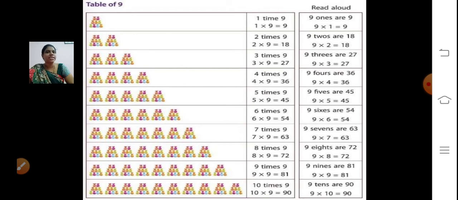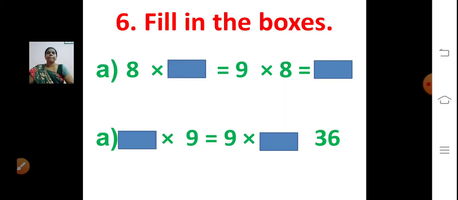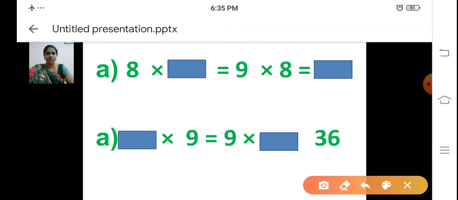Just revise the table from table of 6 to table of 9. Yes, just revise it. Then only you can do sums. Clear? So now, shall we do sums on this? Now, fill in the boxes. Some boxes are empty. We are going to fill those empty boxes.